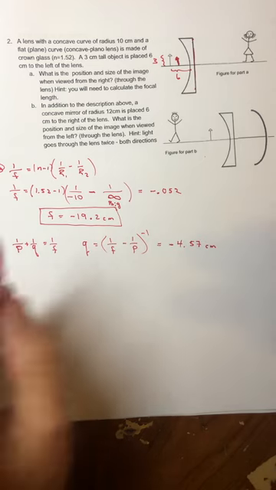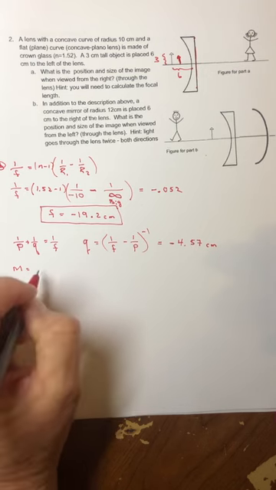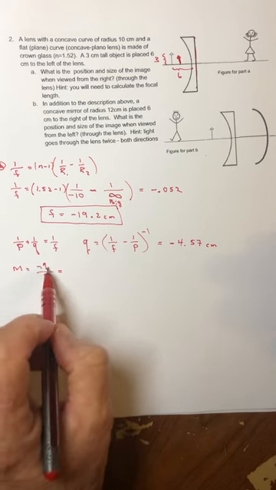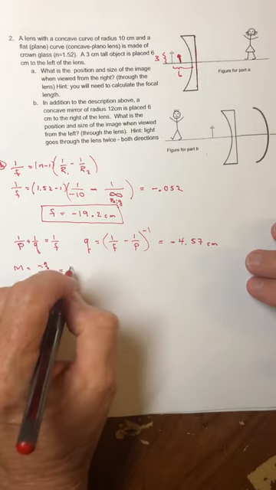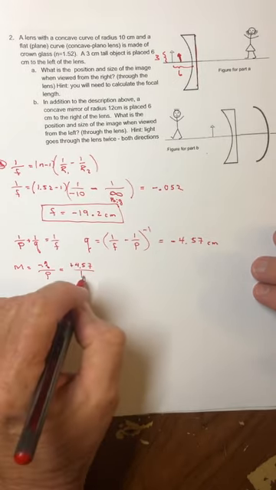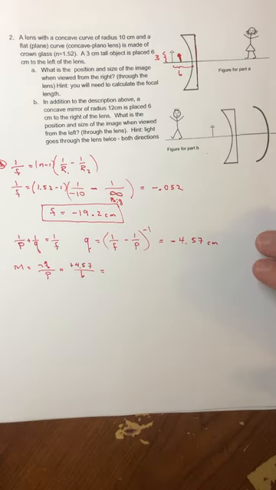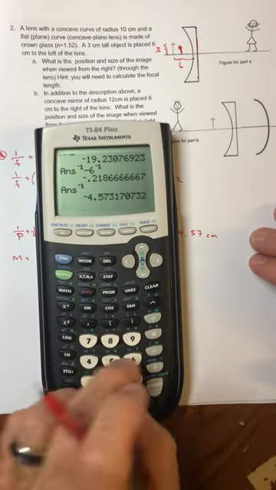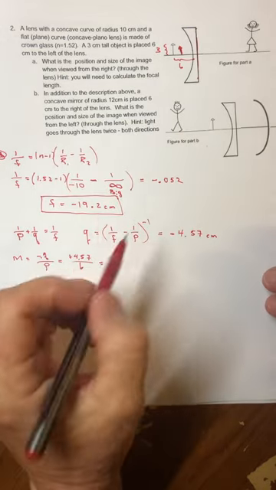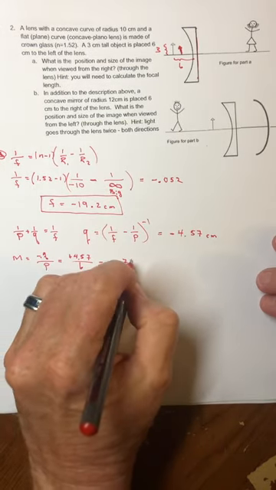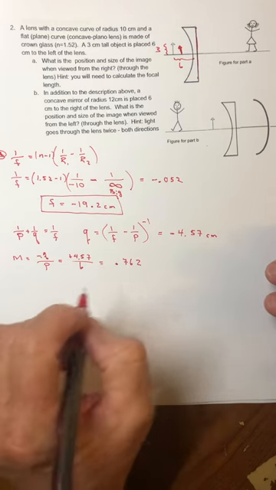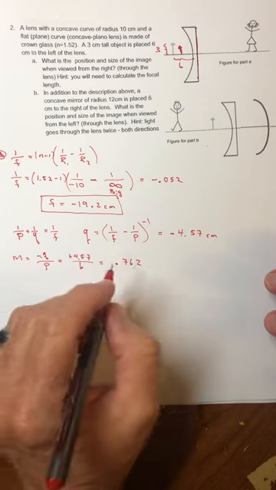Okay, so then when I do the magnification, which is minus Q over P, the minus with this minus make a positive 4.57 and divide by 6. So if I divide by 6 and kind of ignore the negative, I would say we've got our magnification about 76%.